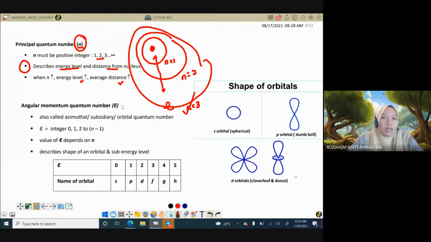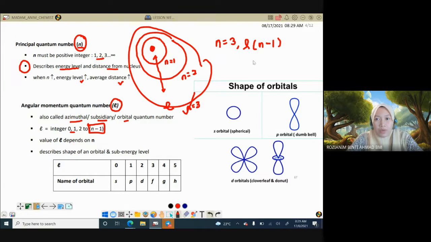Second part, the angular momentum quantum number, the symbol is L small letter. Nama lain dia adalah azimuthal, subsidiary, orbital quantum number. Okay, so value dia mesti integer juga, tetapi dia ikut formula. Formula dia mesti n-1. Contoh, if the value of the principal quantum number ataupun if the number of the shell is equal to 3, so therefore the value of angular momentum quantum number, formula dia mesti n-1. So which is equal to 3 minus 1, so the value is 2.